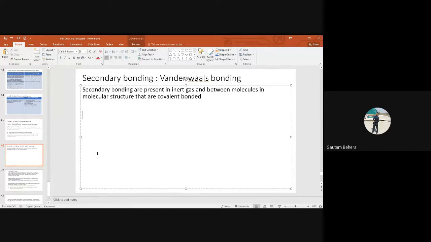Maybe I'll show you the image of water in the next class, if possible. Yes, intermolecular hydrogen bonding. In water, water always remains in molecular form, H2O form, right? So H2O, one oxygen, two hydrogen. So within this H2O, there is a strong covalent bond.